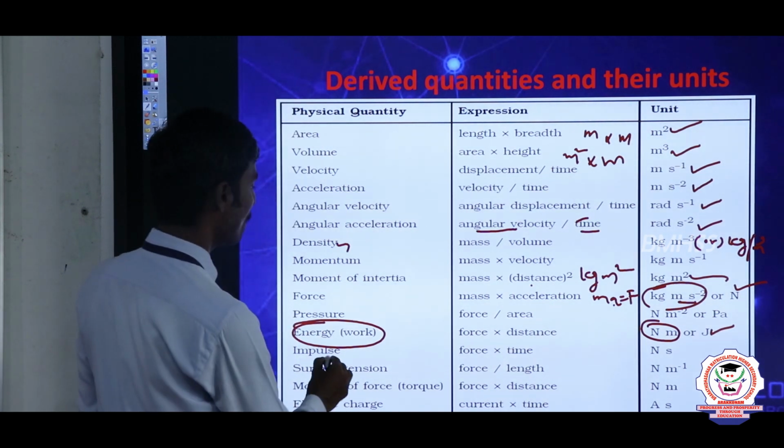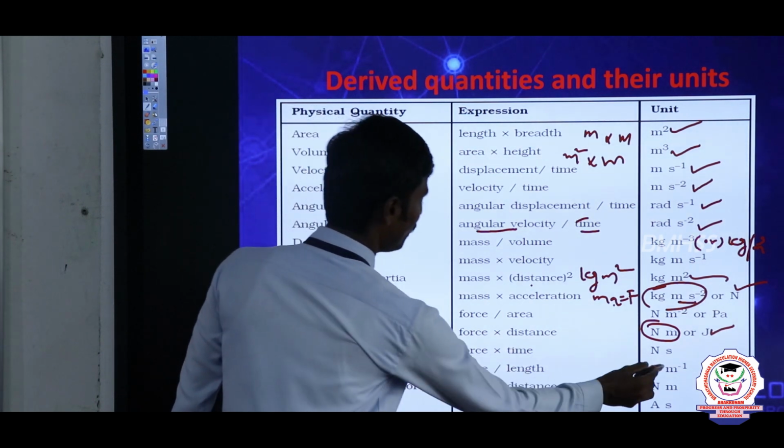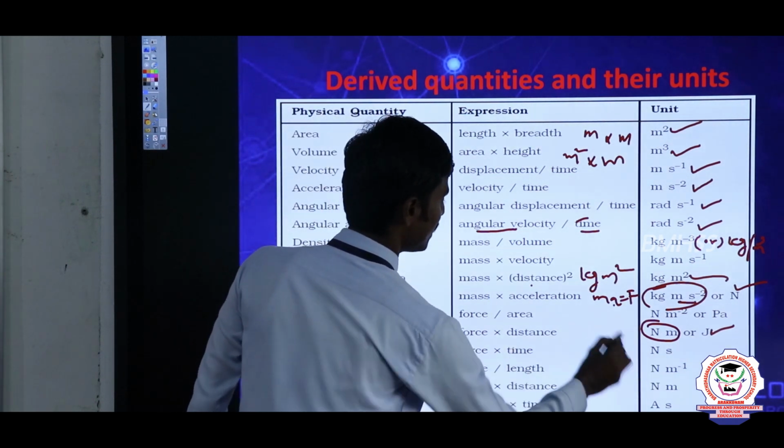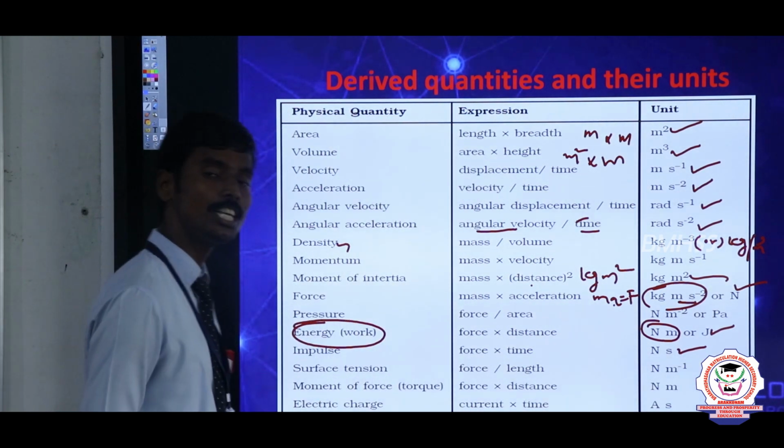The next one is impulse. Impulse expression: force into time. Force unit Newton, time seconds. So Newton second is the unit of impulse. That means the SI unit of impulse.